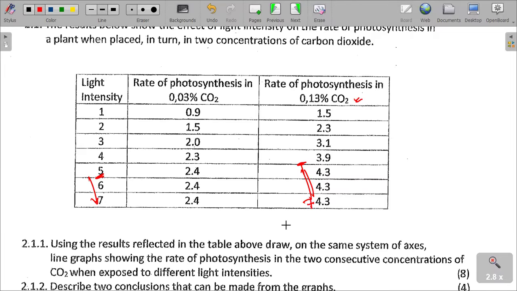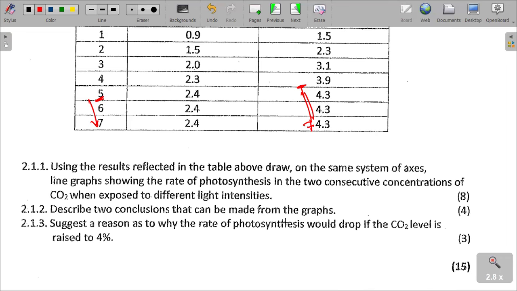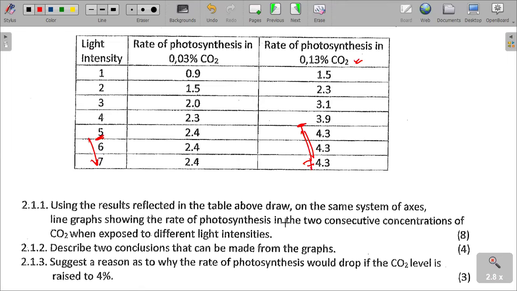So let's just quickly go to the question just to save time. Using the results reflected in the table above, draw on the same system. Other questions can say same system, others can say same set of axes. So please don't miss the question. Same set of axes or same system of axes, line graphs. The question wants us to draw line graphs showing the rate of photosynthesis in the two concentrations of carbon dioxide when exposed to different light intensity. So you are drawing two graphs here.